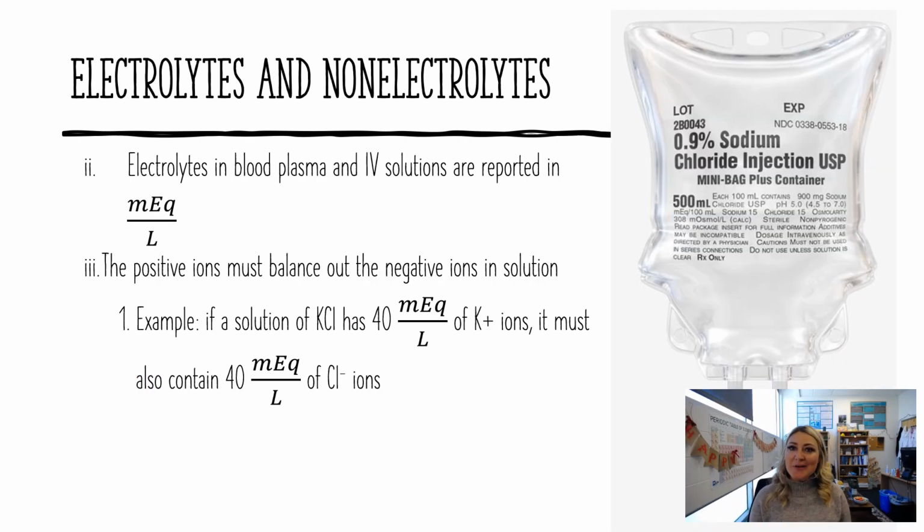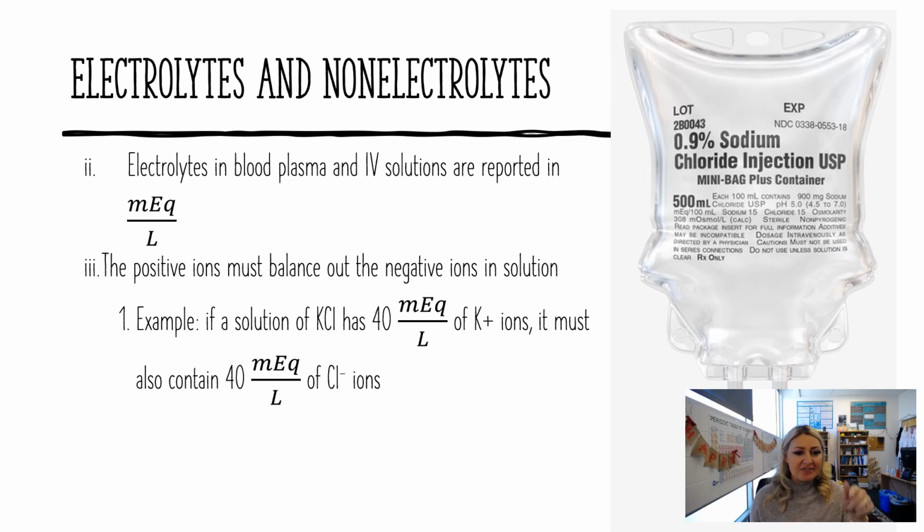Why do you have to learn about equivalents? Let me tell you. Because electrolytes in blood plasma and IV solutions are reported in milliequivalents per liter. So that's going to be a metric unit. We can convert between milliequivalents and equivalents using our metric stair-step chart.